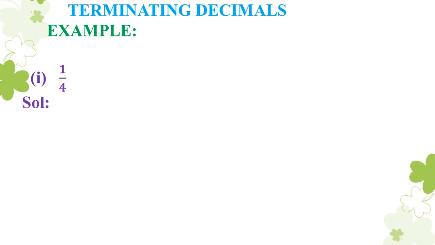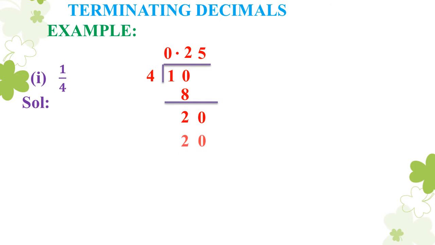Let's divide 1 by 4. Now we cannot divide 1 by 4 since 1 is smaller than 4. So we put 0 after 1 and put the decimal point in the quotient. Now 2 4s are 8. 10 minus 8, 2. We get the remainder 2. Adding 0. 5 4s are 20. 20 minus 20, 0. We get the remainder 0.